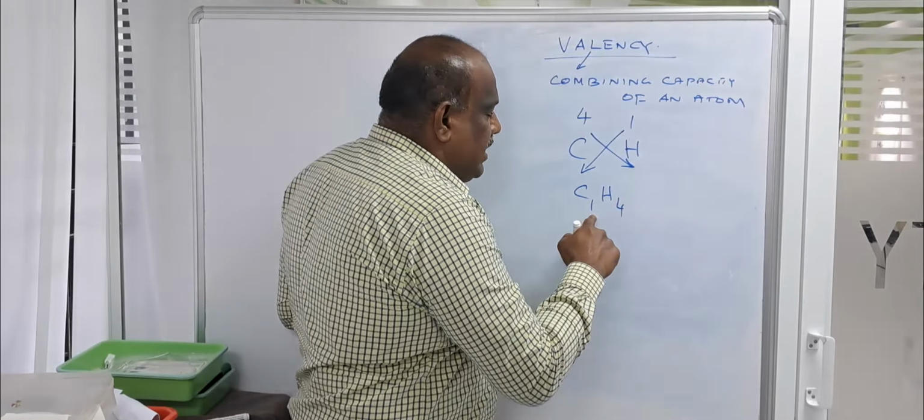I will repeat once again. Helium, neon, argon, krypton, xenon, radon all have 8 electrons in the outermost orbit except helium. It has only 2 electrons, I agree. Since they have 8 electrons in the outermost orbit, they are quite stable. All other elements also will try to reach 8 electrons in the outermost orbit to become stable.